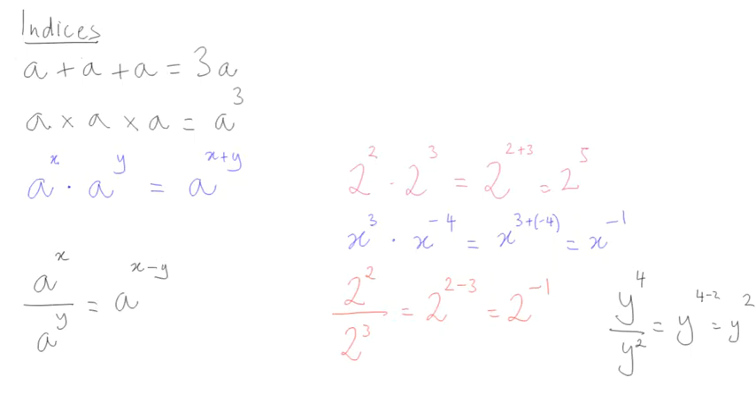Finally, the other rule of indices is a to the power x all raised to the power y. That simplifies to a to the x multiplied by y. So you might have 2 to the power 4 all to the power 4. That becomes 2 to the 4 multiplied by 4, which is 2 to the power 16.